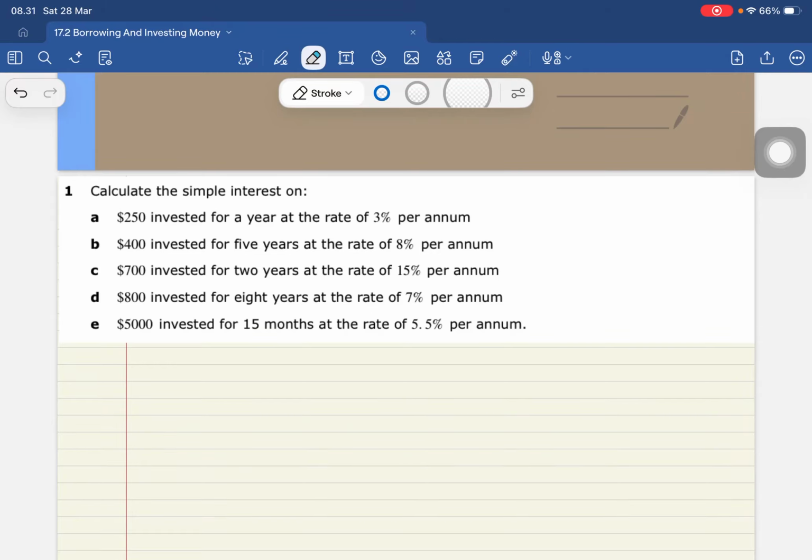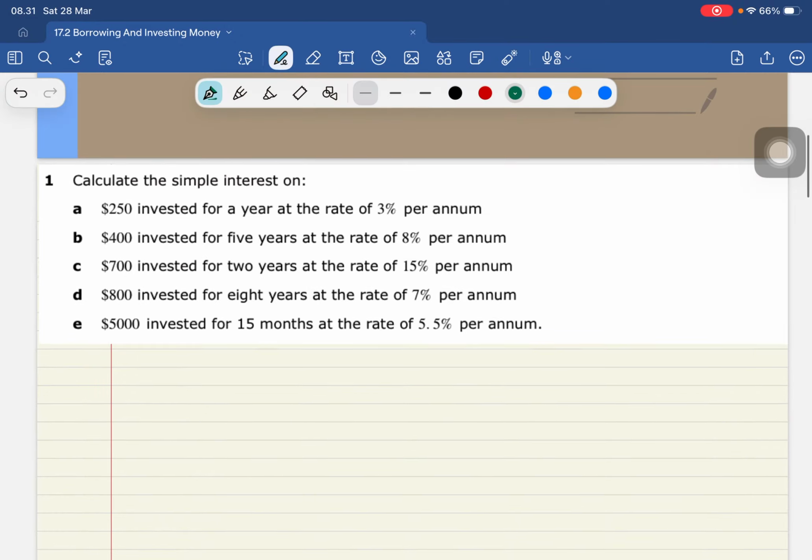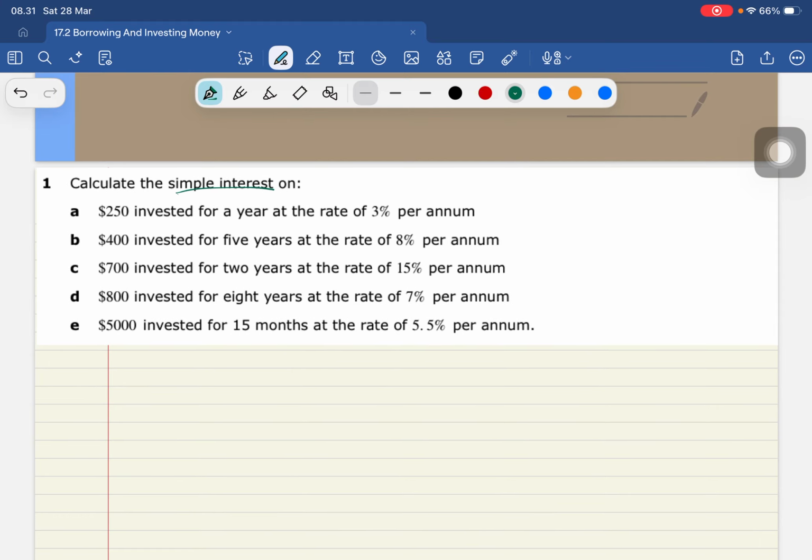Hi, in this video I'm going to solve practice questions for borrowing and investing money. Let's take number 1, calculate the simple interest. This is 1 year at the rate of 3% per annum. Annum is annually, or per year. So we can just make it 3% of $250. So here the interest is going to be $7.50.